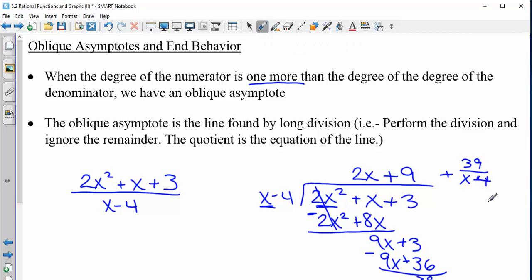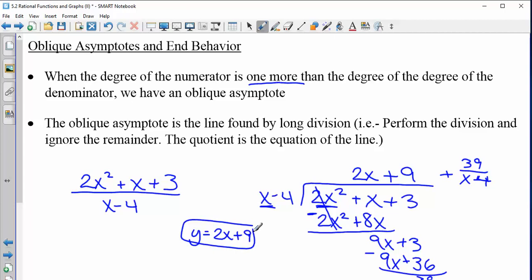Just like with the horizontal, I told you the asymptote is the quotient without the remainder. That's the same thing here. You don't need the remainder. Once you have y equals mx plus b, you've got an x and you have a constant, you're done. So this one, our oblique asymptote is y equals 2x plus 9.